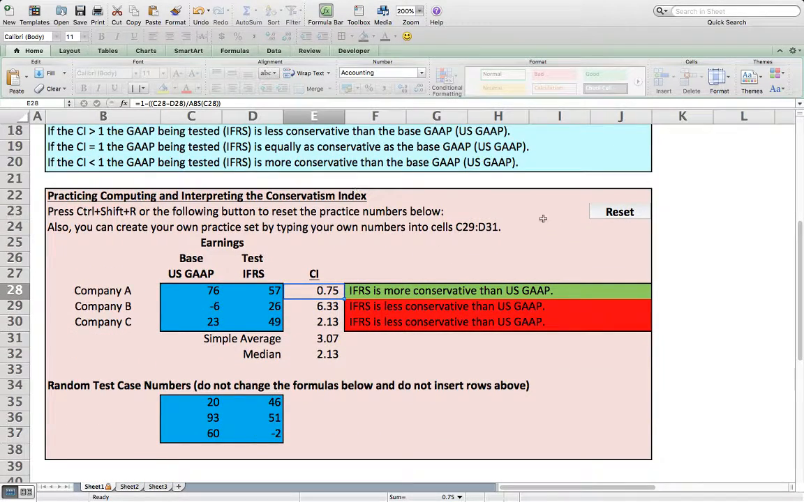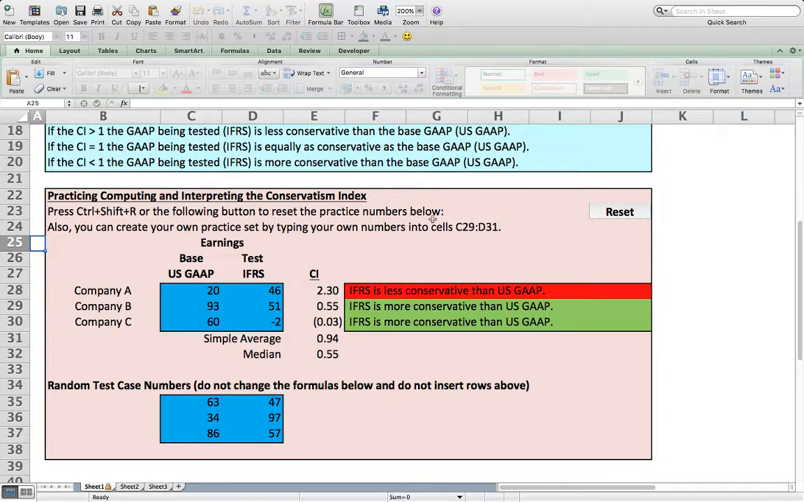If you look at this practice set, if you have the macros enabled, you can reset the numbers, and the random numbers will generate here and populate over here. This is your basic formula: 1 minus US GAAP minus IFRS earnings divided by the absolute value of US GAAP. If this is hard to internalize just based on these cell values, you can break it down and double check what is in the formula. How do we get to this 2.3?